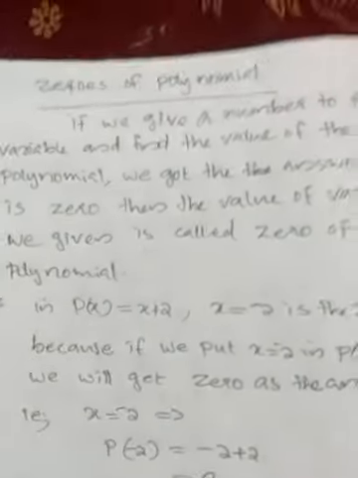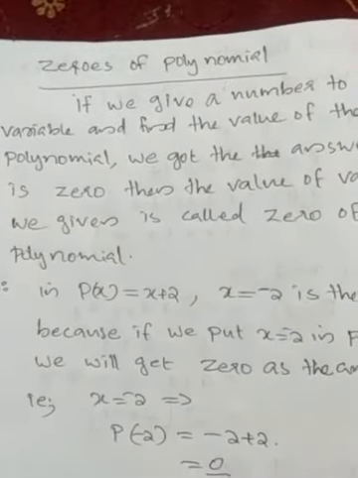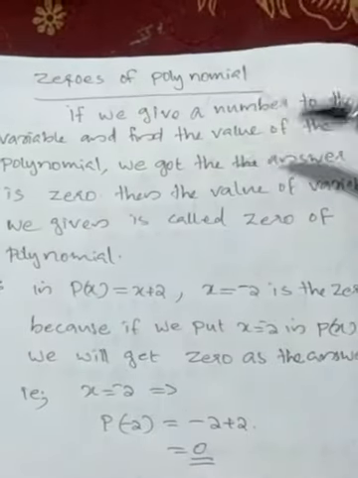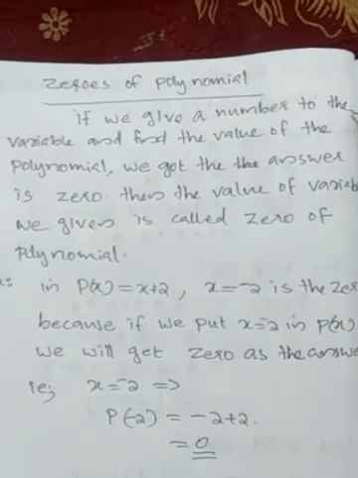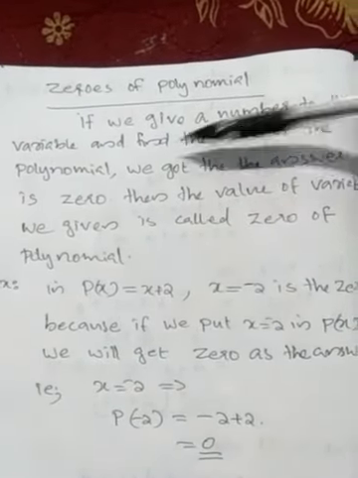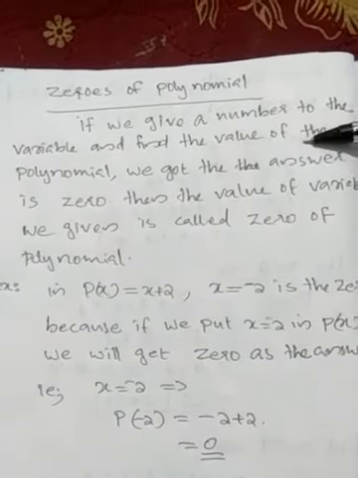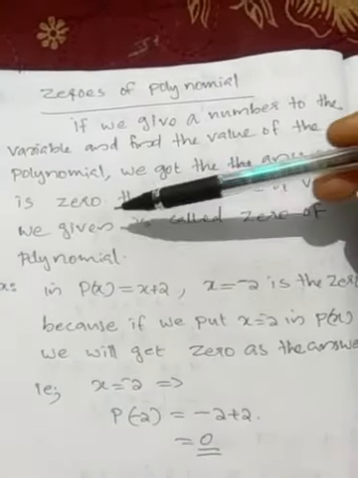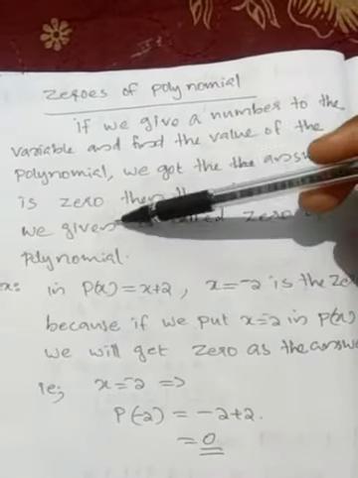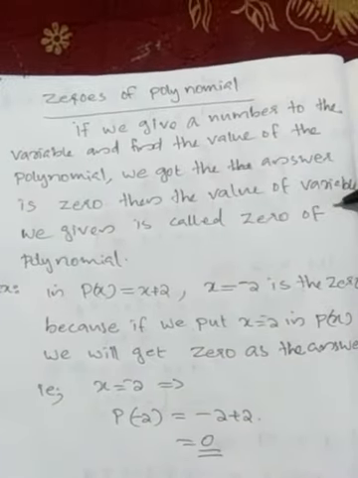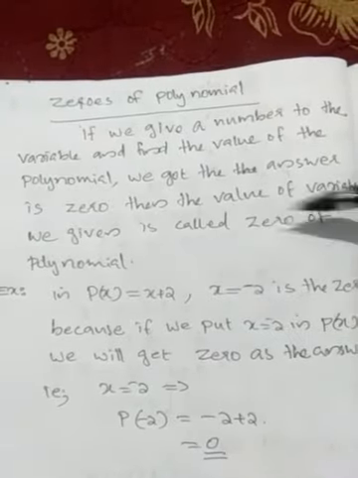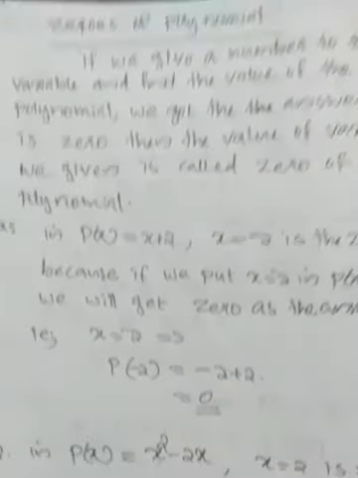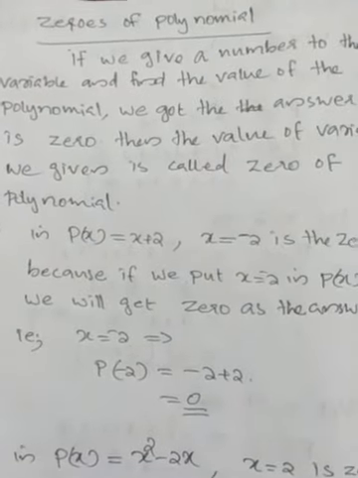Students, next we are discussing zeros of polynomial. You just read: if we give a number to the variable and find the value of the polynomial, and we get the answer 0, then the value of the variable we gave is called a zero of the polynomial. I already told you. Okay, we will clear this with an example.